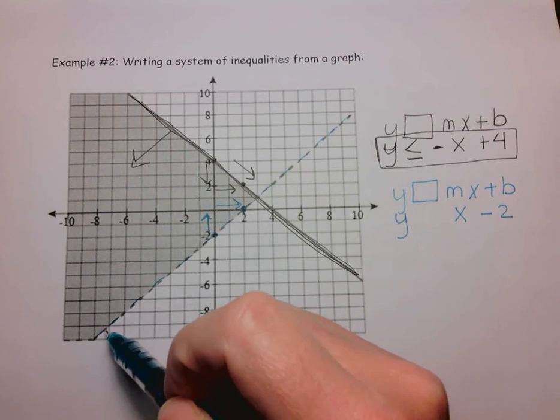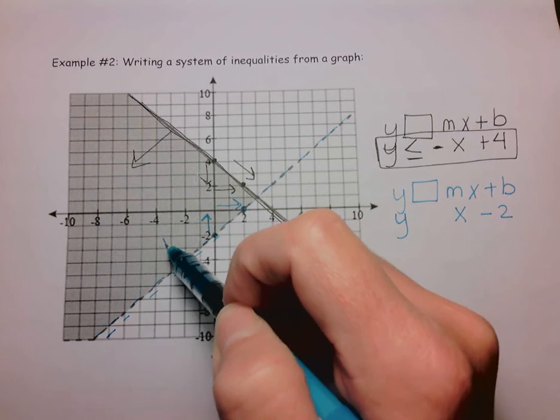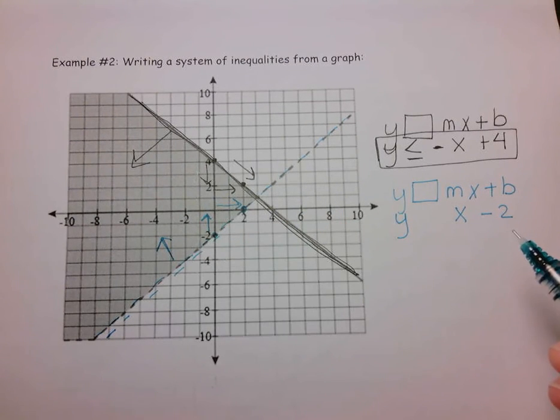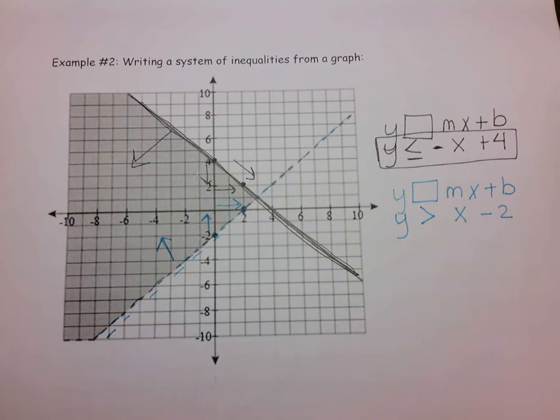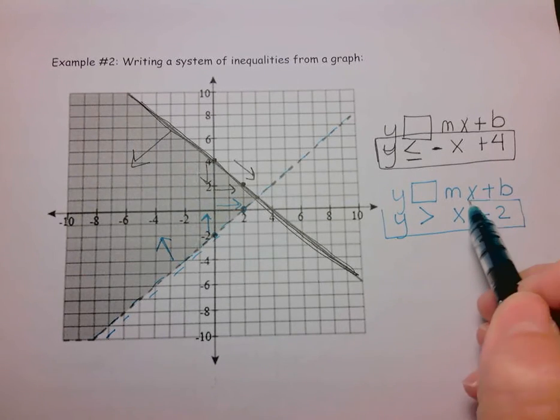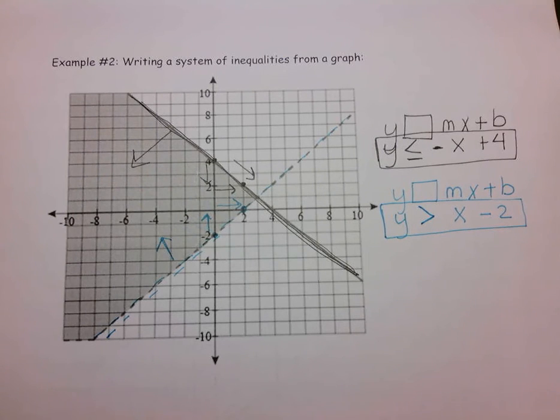In relation to this dotted blue line here, how is this highlighted? It's highlighted up towards those positive y values. So you know this is going to be a greater than. And finally, we know that it's a greater than and not a greater than or equal to because the line is dotted.